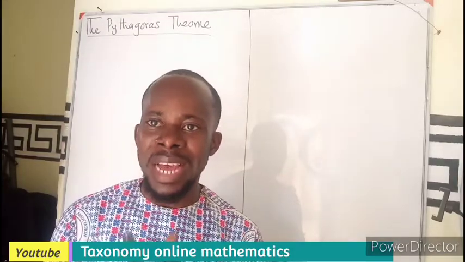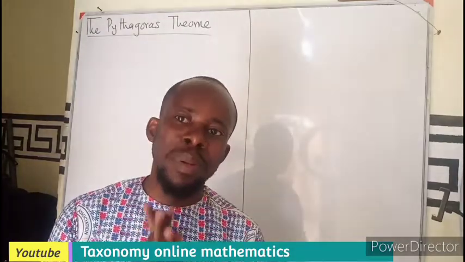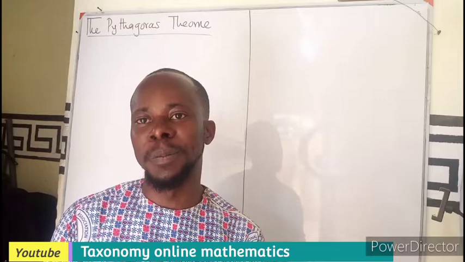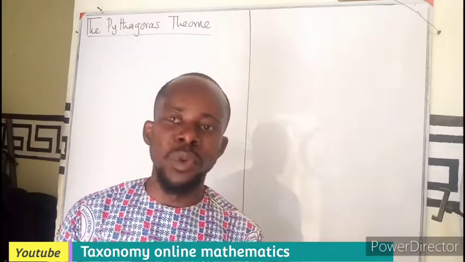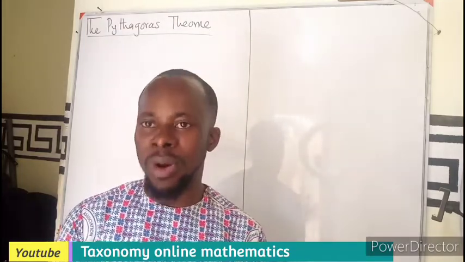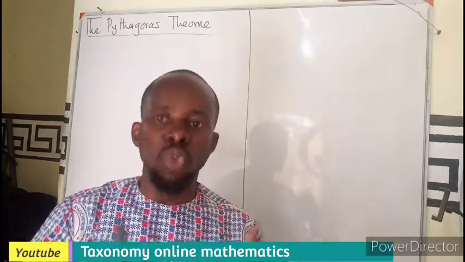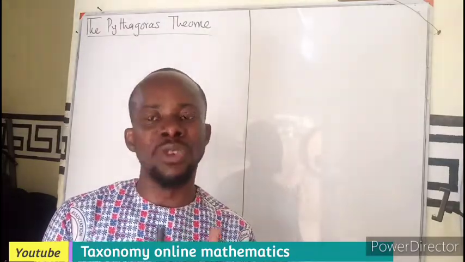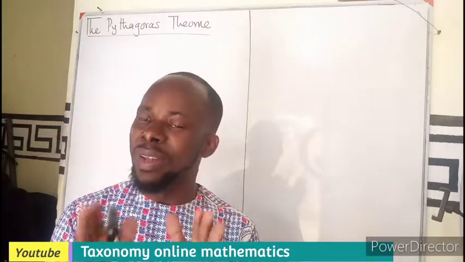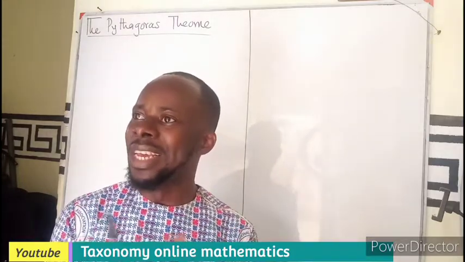We want to take the aspect that is the Pythagoras Theorem. Now, Pythagoras Theorem was developed from a right angle triangle. It is one of the theorems that is used keenly in engineering.